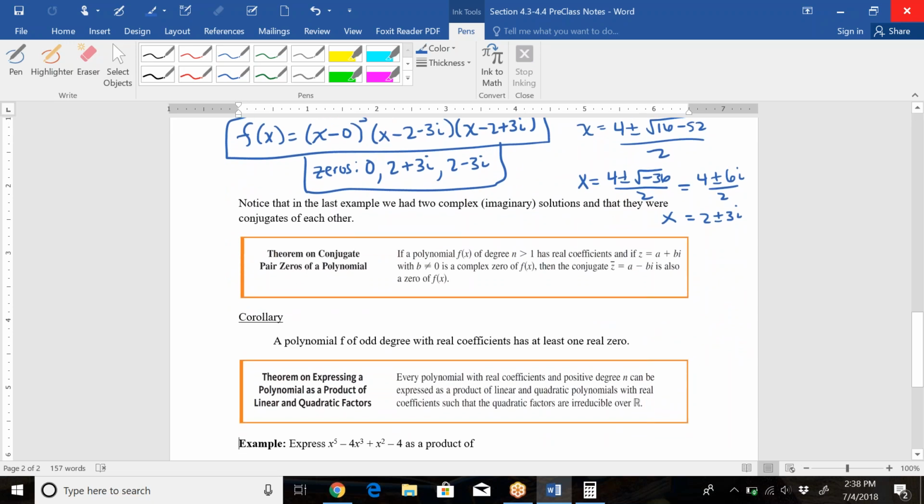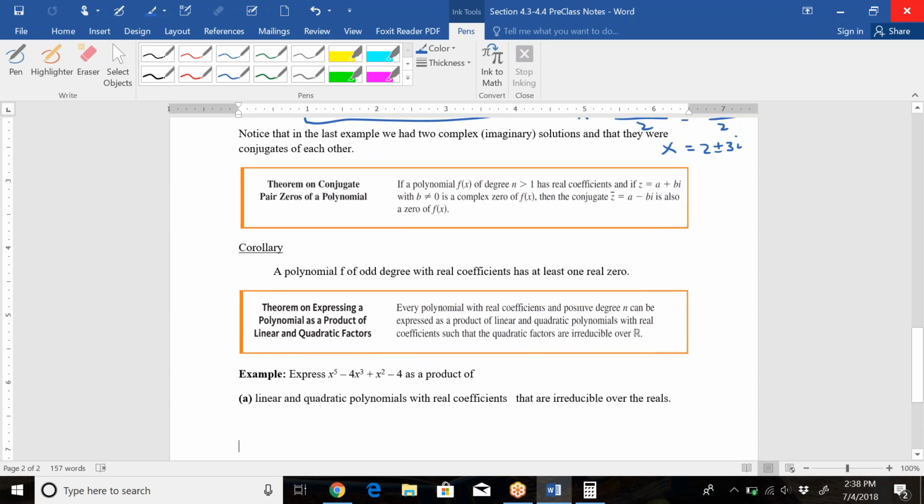And a corollary to this, that just means a follow-up on a theorem: a polynomial f of odd degree with real coefficients has at least one real 0. So if you have an odd degree polynomial, there's no way that all the answers are imaginary, because the imaginaries come in pairs. So an odd degree polynomial will have at least one real number for an answer.